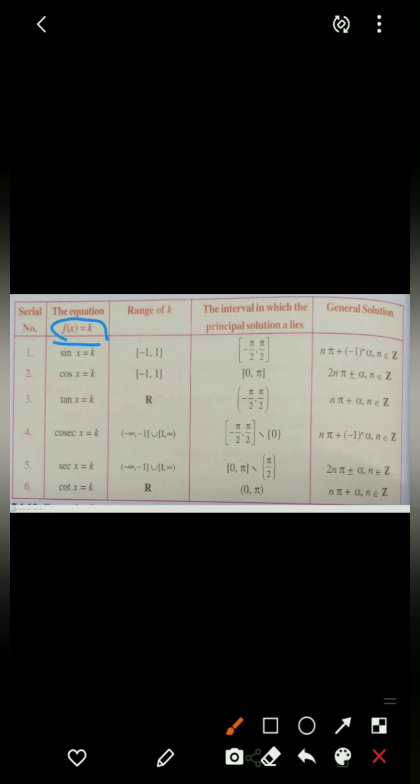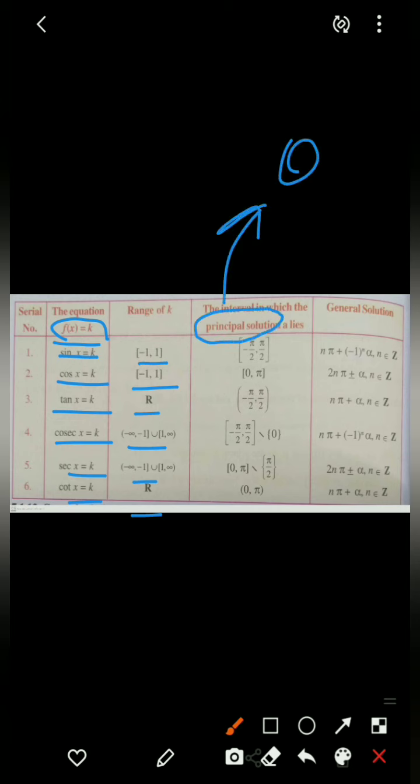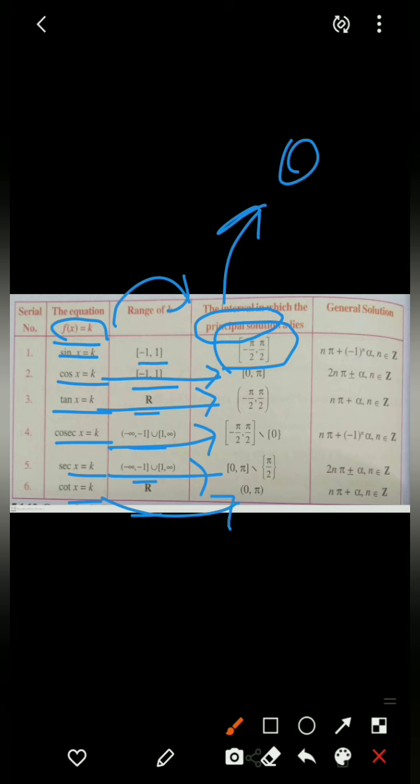Suppose a function f of x is sin x, cos x, tan x, cosecant x, secant x, and cot x. We all know that in the first chapter we studied the range, that is, sin x will lie between minus 1 and 1, cos x will lie between minus 1 and 1. Similarly, you have this range. Now, you have a principal solution, the value will be theta. You need to remember which two values the principal solution lies between. Sin x lies between minus pi by 2 comma pi by 2. Cos x lies between 0 comma pi. Tan x lies between minus pi by 2 comma pi by 2. Cosecant x lies between minus pi by 2 and pi by 2. Secant x lies between 0 and pi, and cot x lies between 0 and pi.